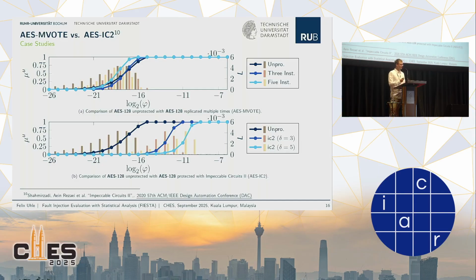Below, we have AES implementations protected with the strategies of Impeccable Circuits II. The strategies prevent fault propagation, and therefore it is as expected. We have the weakest circuit, which is the unprotected circuit, then the circuit with 3 times redundancy, and then the best protected is the one with 5 times redundancy. Yeah, these are a few case studies. You have some more in the paper, but I think this was the most interesting one.